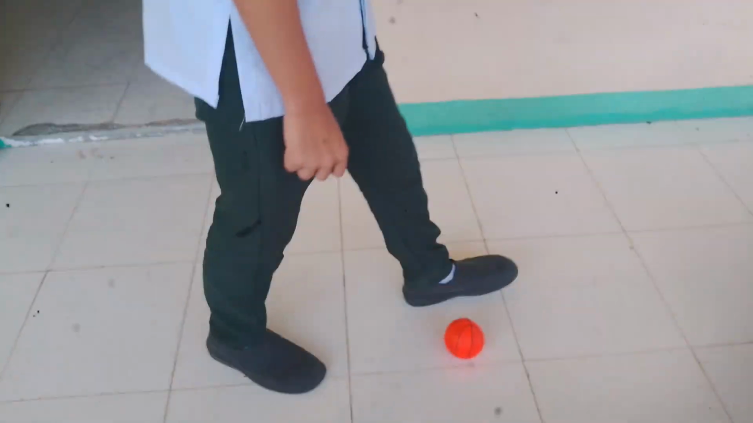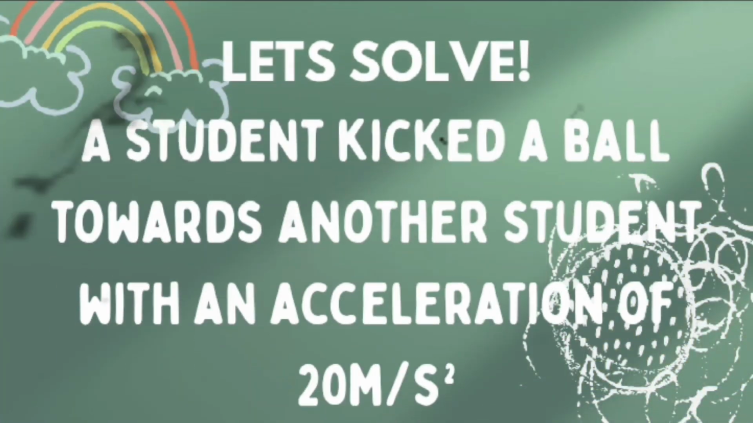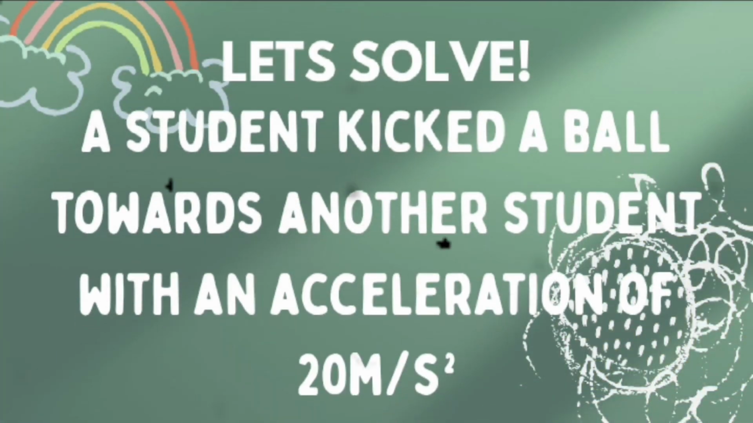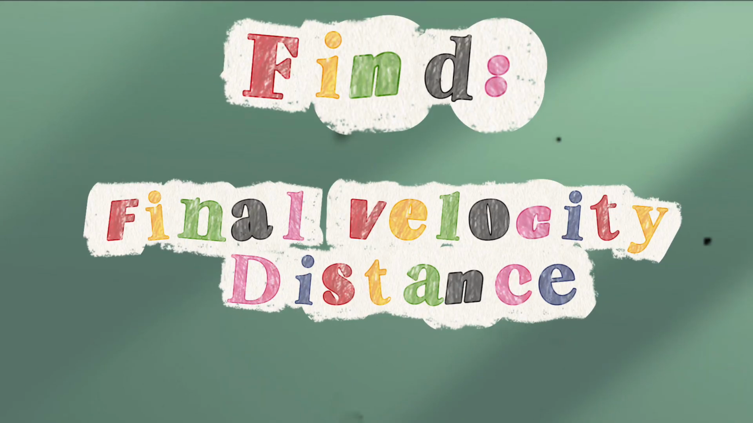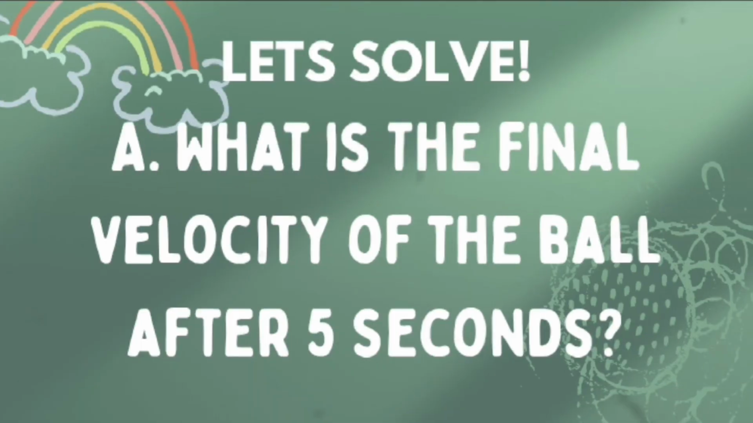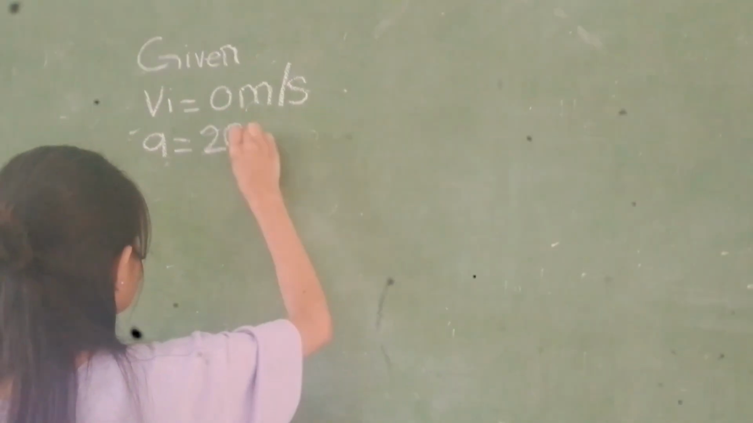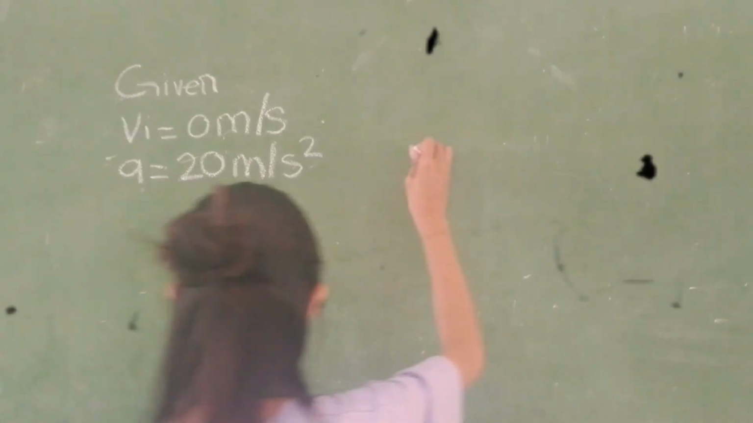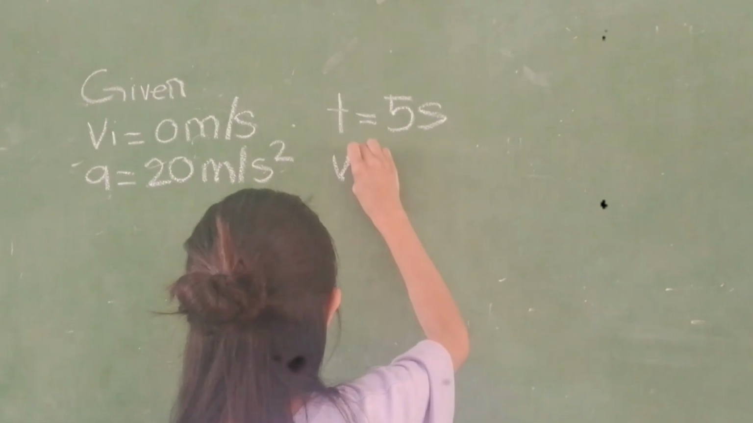Now, let's look at a more complex scenario. A student kicks a ball towards a classmate with an acceleration of 20 meters per second squared. We need to find two things: the final velocity after 5 seconds and the ball's position or distance at the same time. For part A, finding the final velocity first. Let's find how fast the ball is moving after 5 seconds. Our givens: since the ball starts from the student's foot, the initial velocity is 0 meters per second. The acceleration is 20 meters per second squared. And the time is 5 seconds.